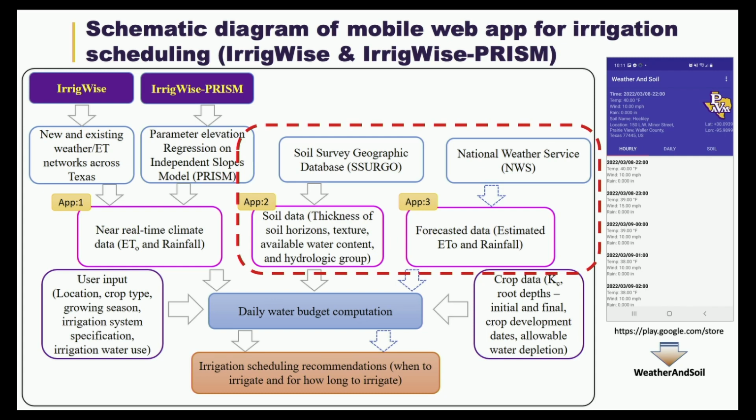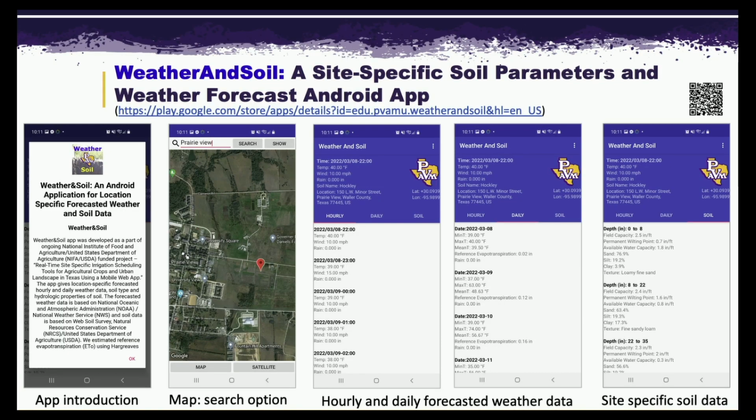Based on this tool, we also developed an Android app. We call this Weather and Soil. By using this application, we can get hourly and daily weather data, including reference evapotranspiration. And I think I have another slide here. Yes, this is the app. Hourly and daily weather data. We also calculate reference evapotranspiration based on minimum and maximum temperature. Then rainfall in inches, and we have soil data for different horizons: field capacity, permanent wilting point, soil texture. All this information the user can get for their field.